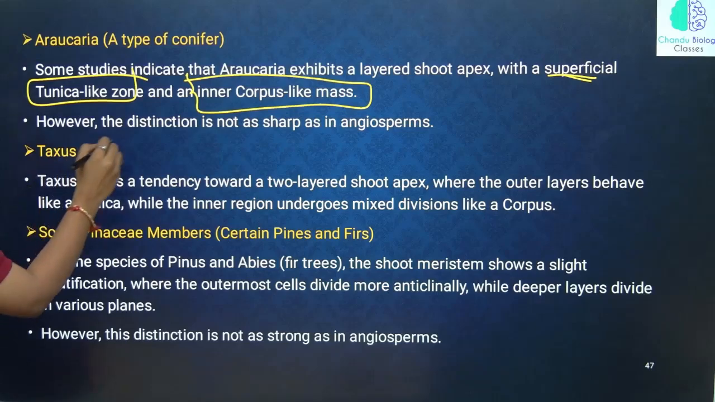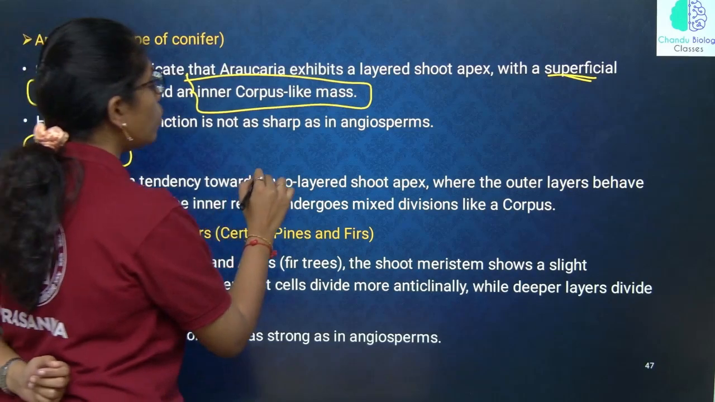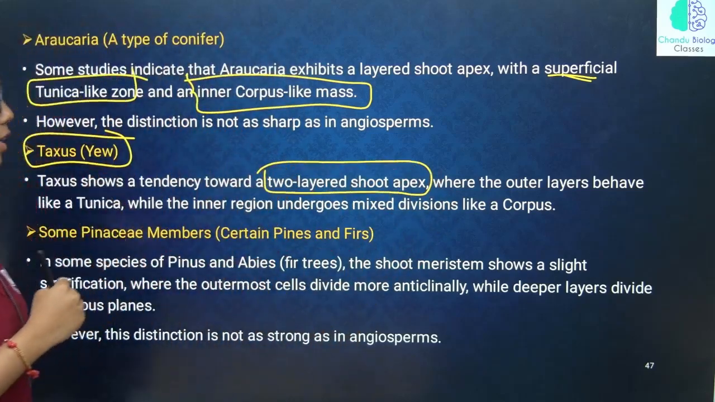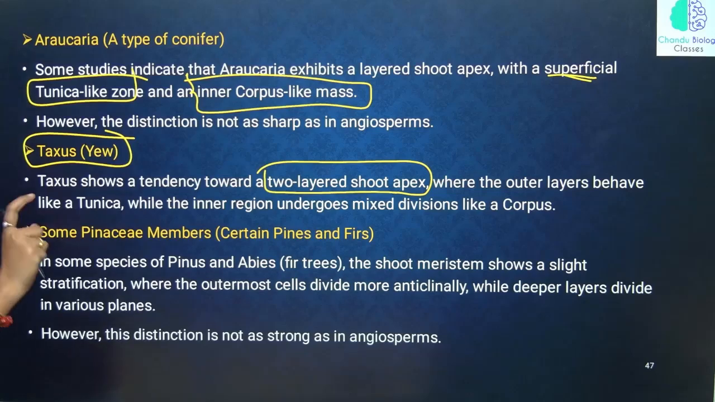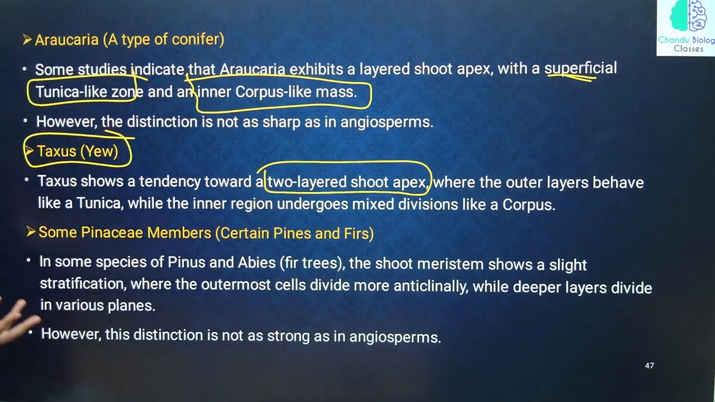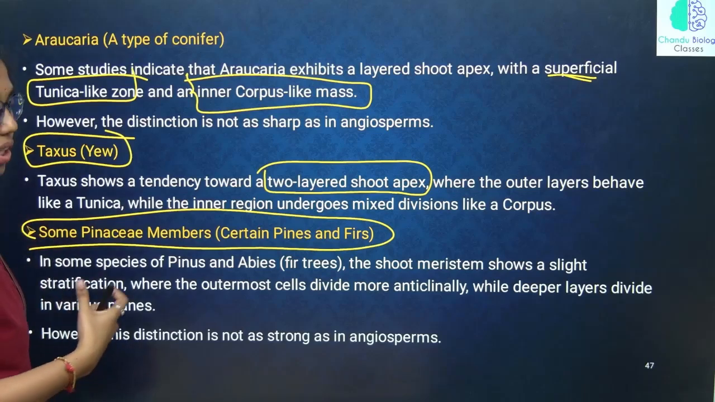Next is Taxus. Taxus is an example where you can see a two layered shoot apex, wherein outer layers behave like tunica and inner layer will show mixed divisions.